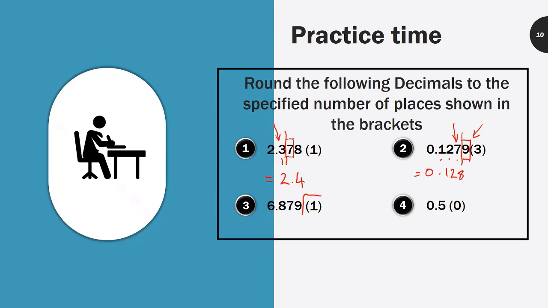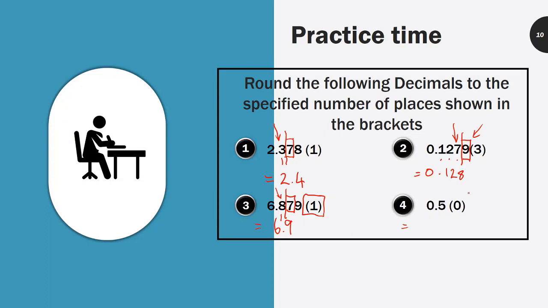Question 3 here, I need to round to 1 decimal place, so once again, I count to 1 decimal place and then I draw my line. The number to the right of the line is the critical digit, okay? And it's between 5 and 9. So once again, the number to the left of the line needs to go up by 1, meaning that my answer is going to be 6.9.